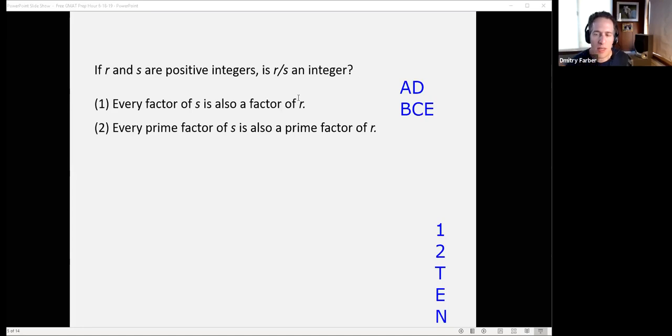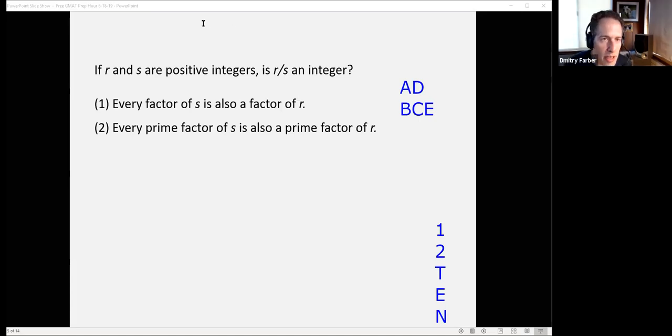So an integer means not a fraction or a decimal. So that could be a negative number, positive number, 0, just no fractions. Although here, if R and S are positive integers, then R over S won't be 0, and it won't be a negative, right? A whole number. But why would it be that R divided by S would be an integer or wouldn't be? What would cause that to happen?